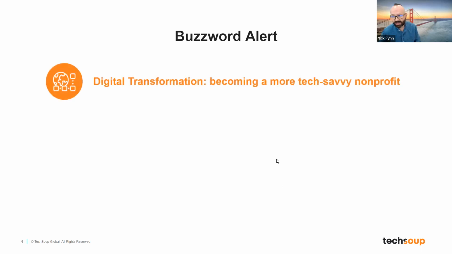The first term you may hear a lot in technology and nonprofit circles is the notion of digital transformation, which can sound large and bookish, but really, if you boil it down honestly for your nonprofit, what it means is just becoming more tech savvy. It's using technology tools to accomplish your mission, to keep your operating system going.